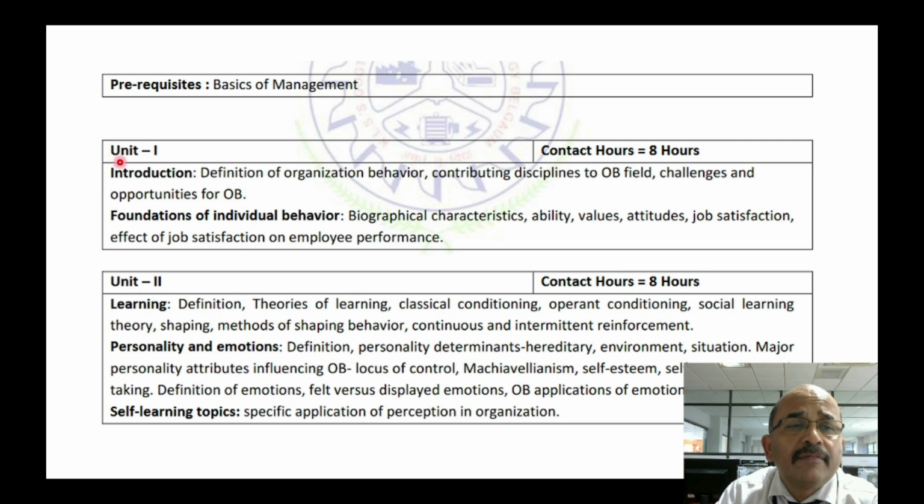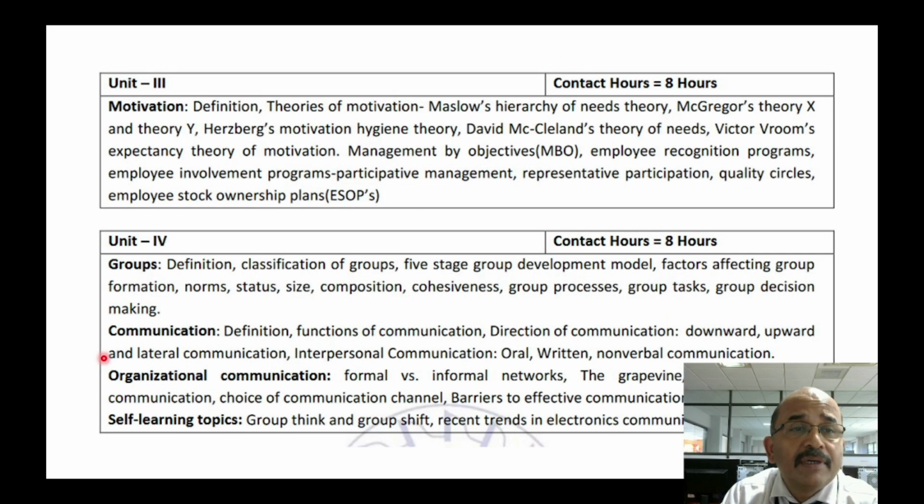Here, if you look at the prerequisite, it is just the basics of management, that you should know what is meant by management. Then in unit 1 we are going to cover the introduction and foundations of individual behavior. As I have told, organizational behavior consists of a number of individuals who together form a group, and a number of groups form an organization. So unit 1 and unit 2 mainly touch upon individual behavior. Unit 2 also touches upon the learning of the individual, personality and emotions with respect to the individual. Third is the motivation that is required by the individual as well as the group in any organization.